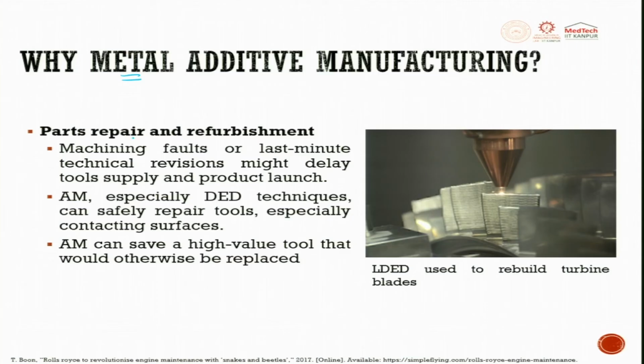In parts repair and refurbishment, a machining fault or last minute technical revision might delay the tool supply and production launch. So we use metal additive manufacturing for repair and refurbishment. AM can save a high value tool that would otherwise be replaced, which is very common in the mining industry, in the aerospace industry and in heavy industry.